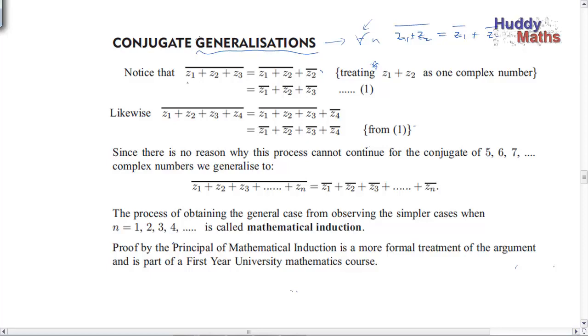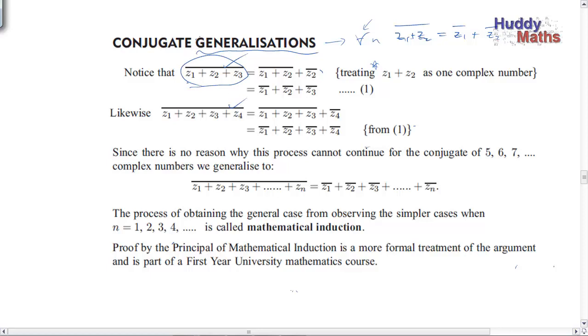Can you take that further? Would it work for 3? Would it work for 4? So this conjugate generalization is a way of reaching bigger n through a process. Let's look at the process. So let's take the next case.